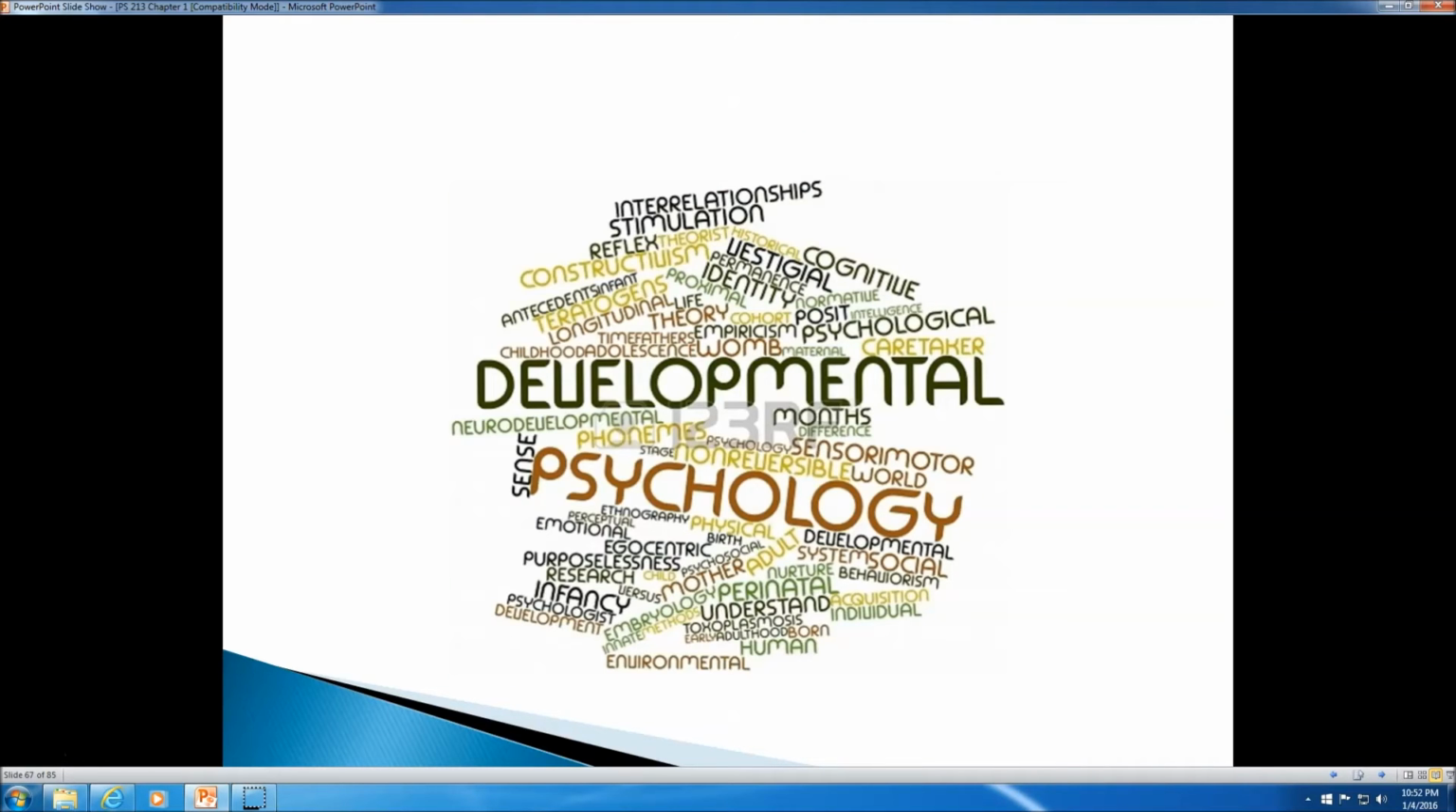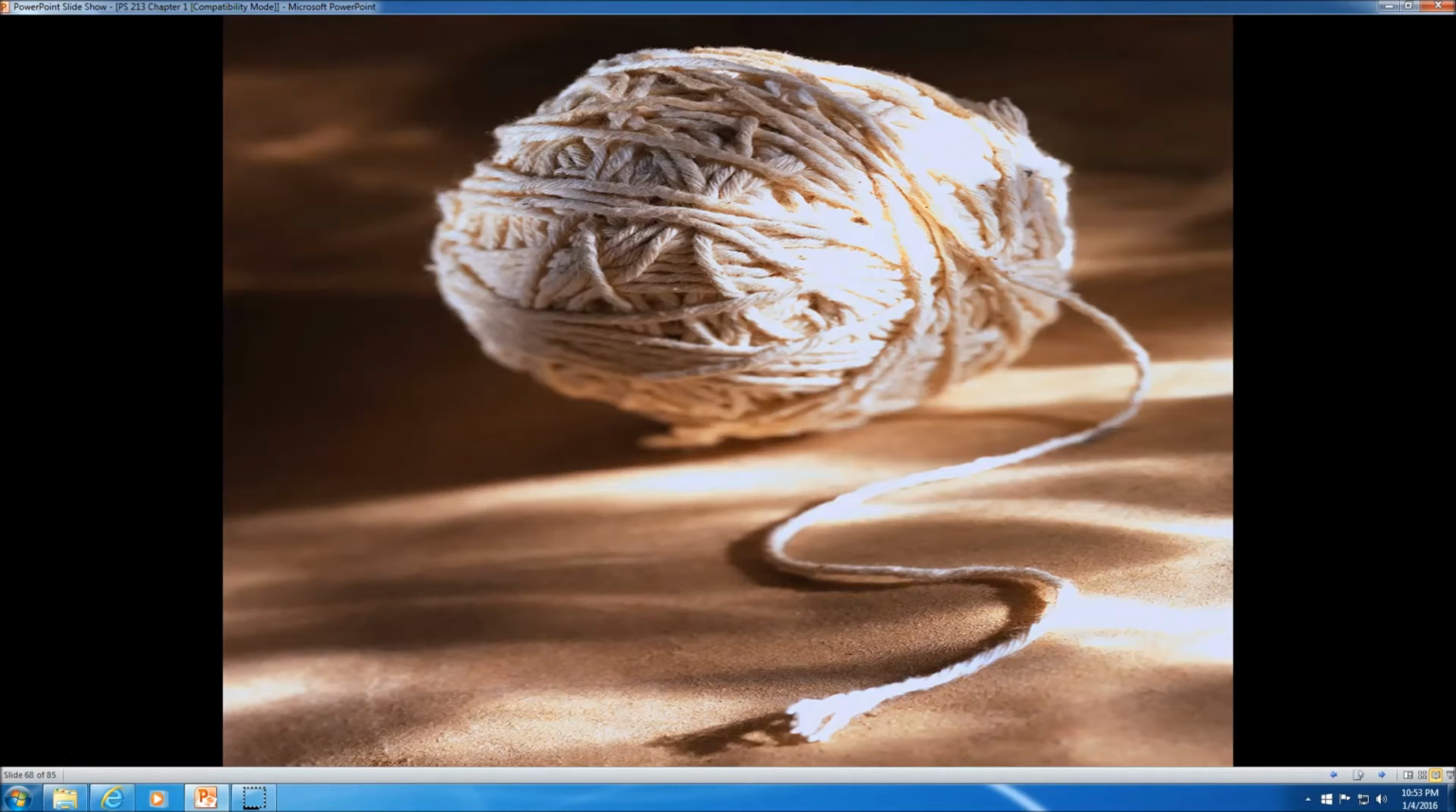And a fourth theme is that development in domains is connected. We will study different domains and break them down into physical, social, emotional, and intellectual. It's easy to think that these domains are independent, but make no mistake about it, they are intertwined and they even influence one another.